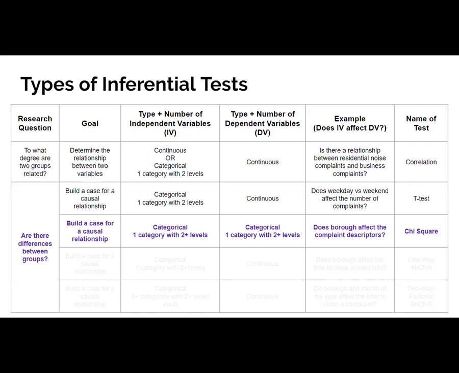An example, does borough affect the complaint descriptors? So borough, categorical, and there's definitely more than 2. And then complaint descriptors, and we just saw that there are 4 or more.